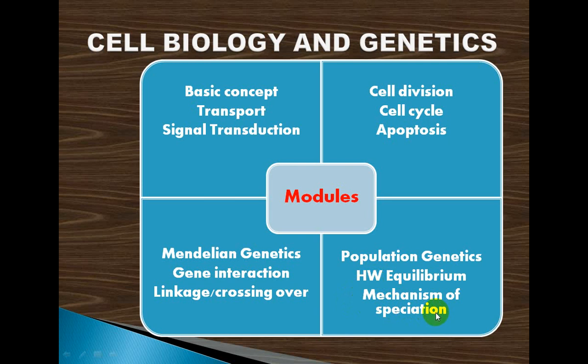So this gives you an overall idea of the organism, and we take the cell as the basic unit and the inheritance of characters from generation to generation in genetics.